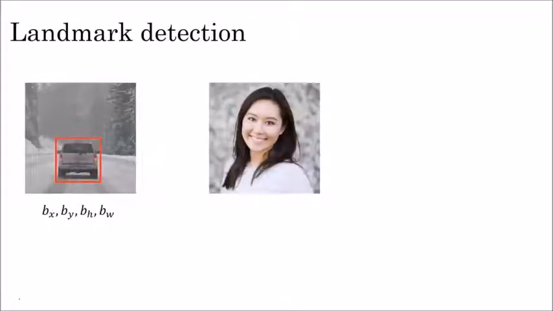We are discussing landmark detection. As we have already discussed, Bx, By, Bh, Bw are describing the bounding box information. Bx and By describe the center of the bounding box, and Bh and Bw describe the height and width of the bounding box with respect to the image.